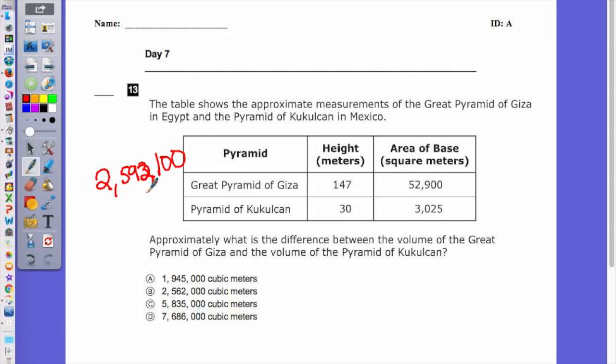And then the Pyramid of Kukulkan, which is in Mexico. Obviously, and they say this, the pyramids in Mexico are much smaller than the pyramids in Egypt. The approximate difference means what? Subtraction. Okay? So when you subtract, you get 2,562,000 cubic meters.